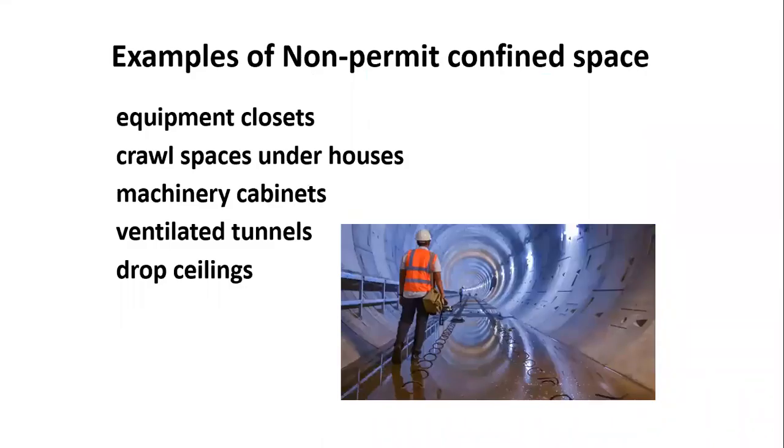Now let's look at some examples of a non-permit confined space. Here I've listed 5. Ventilated tunnels would be a very relevant one for us. There are some tunnels that we have for combined sewer overflows. We have some tunnels that we use for transmission of water in large volumes. If the tunnel is ventilated and monitored, it could be considered a non-permit confined space. And as I mentioned, there are 4 other things here that are just examples of a non-permit confined space.